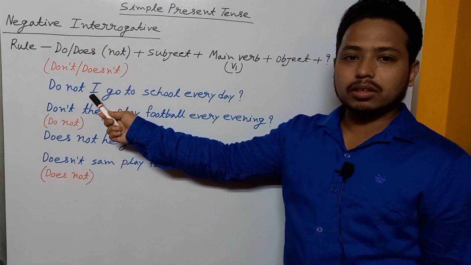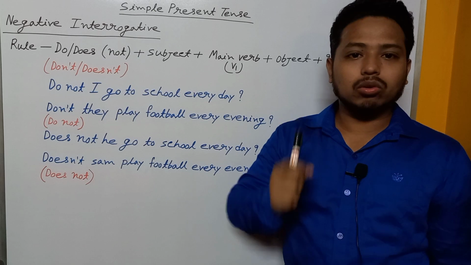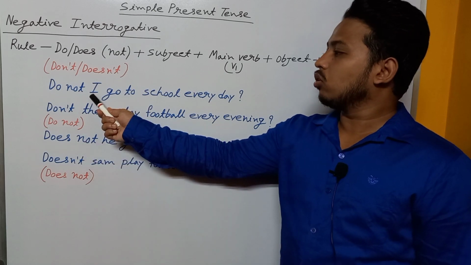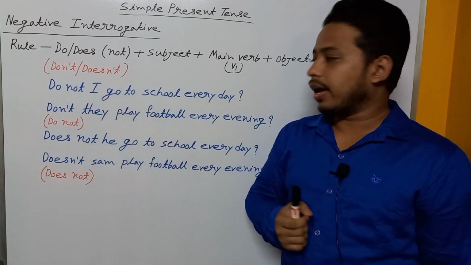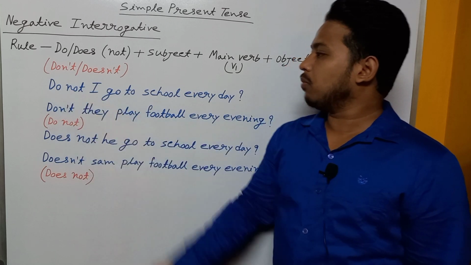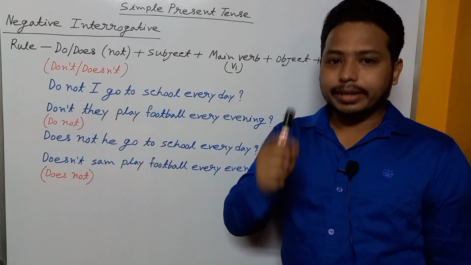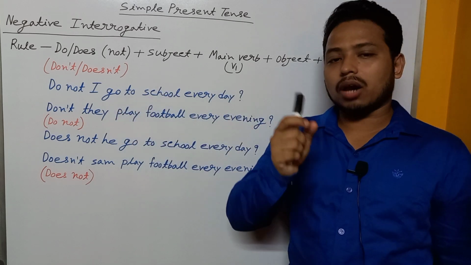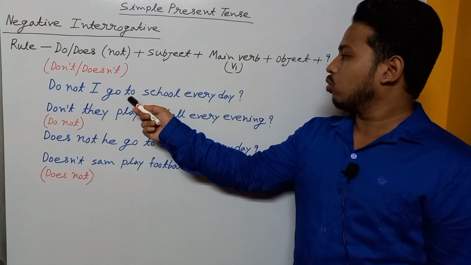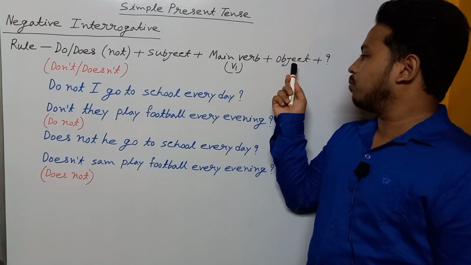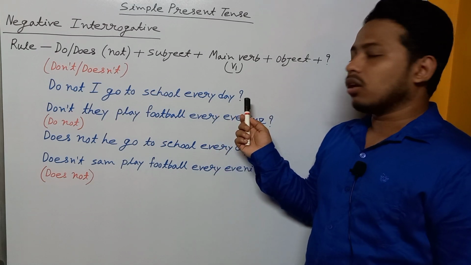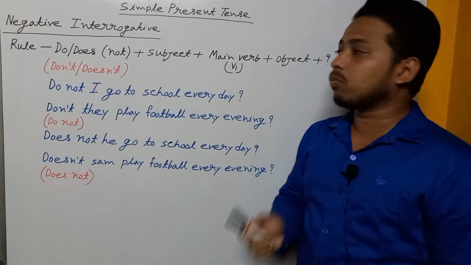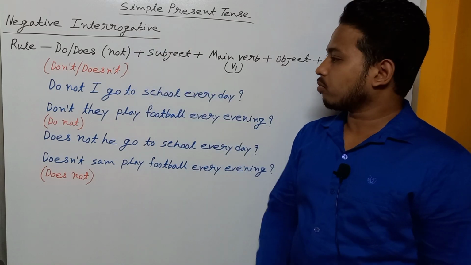I, subject, first person singular. That's why I use do, helping verb, with I, and I write do, helping verb, before I for interrogative. Go, main verb, means verb first form. To school every day, object. Question mark. Last of all I write a question mark for interrogative.